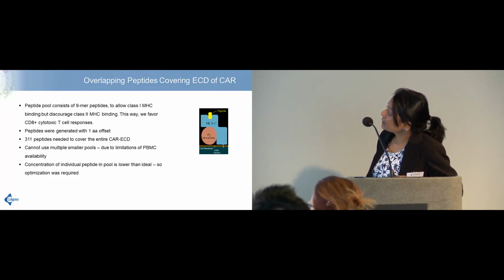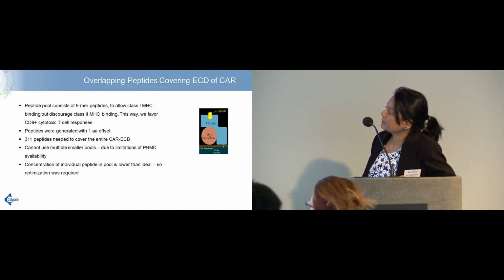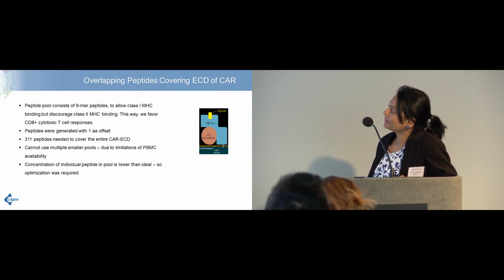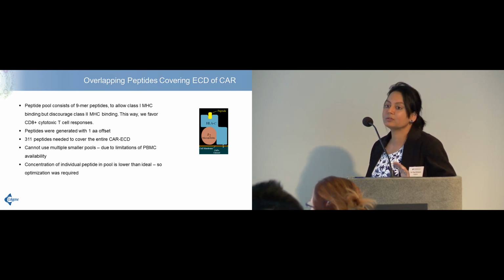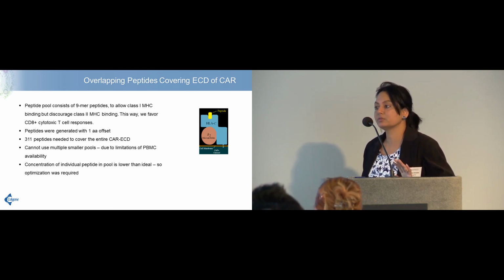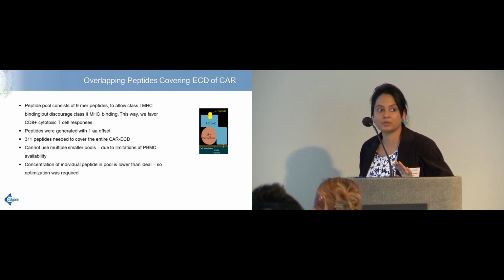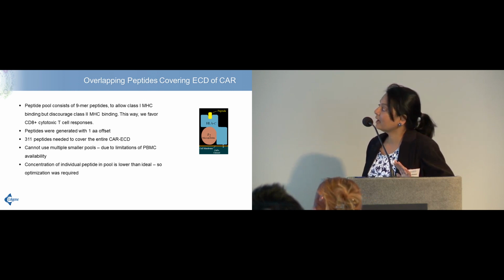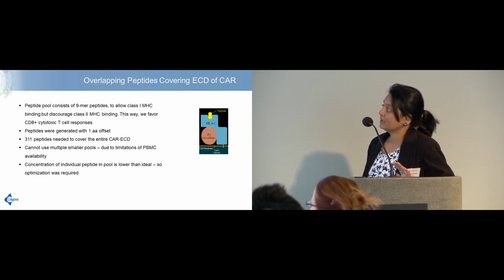So I think we can skip that. Yeah, and this is the point I want to make. So the pool consisted of 9-mer peptides, and we wanted to cover the entire ECD, including the variable domain, the spacer region, and also the first few amino acids of the transmembrane domain as a just in case. We ended up with 311 peptides to cover it as 9-mer peptides with 1 amino acid offset. So we have 311 peptides.